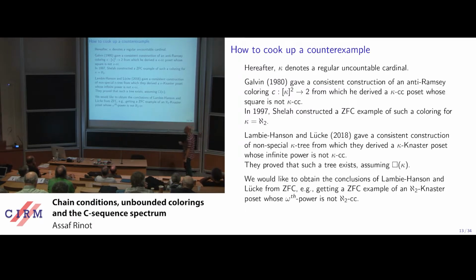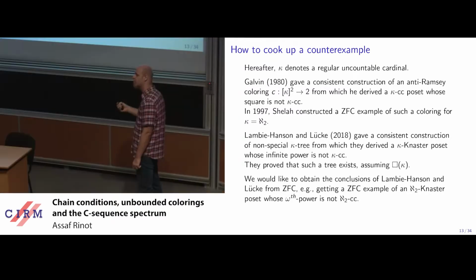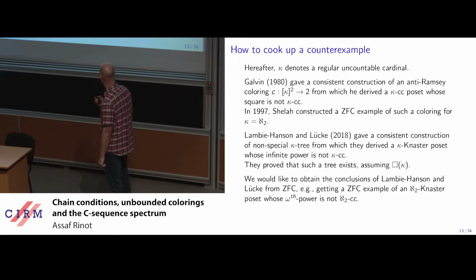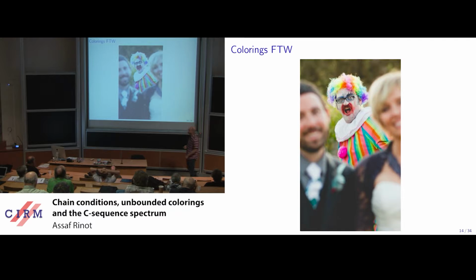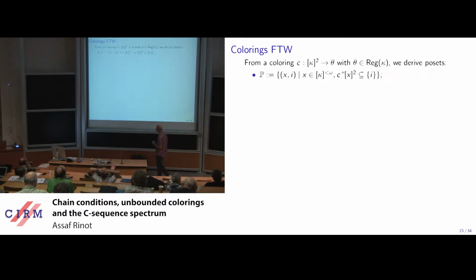So we would like to obtain the conclusions of Lambie-Hanson and Rinot from ZFC. For instance, our test case would be: can you construct an Aleph2-cluster poset whose omega power is already not Aleph2-cc? And of course, we cannot use this approach of square and trees because in ZFC you cannot prove they hold. So the idea is to revisit Galvin's approach and to see what would be the coloring axiom that will give us, possibly, a counterexample in ZFC. So coloring would be the way.